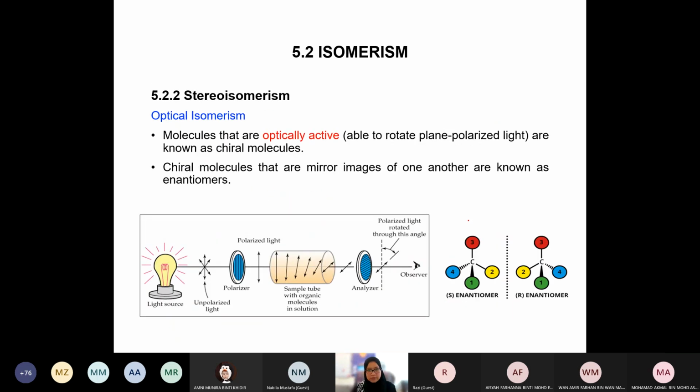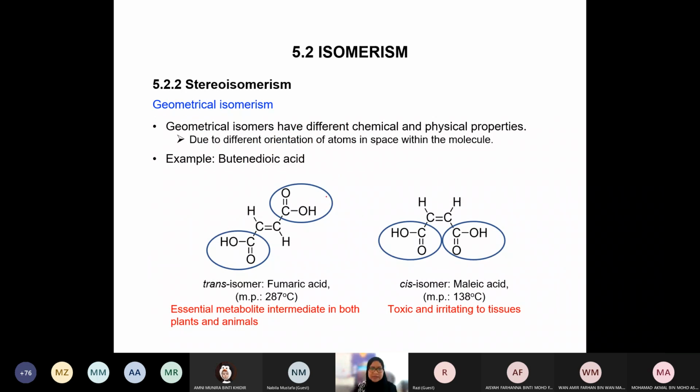Okay, so this is the same again. Geometrical isomers have different chemical and physical properties, guys, due to different orientation of atoms in space within the molecule. They may look the same, but their orientation causes the chemical and physical properties to be different.